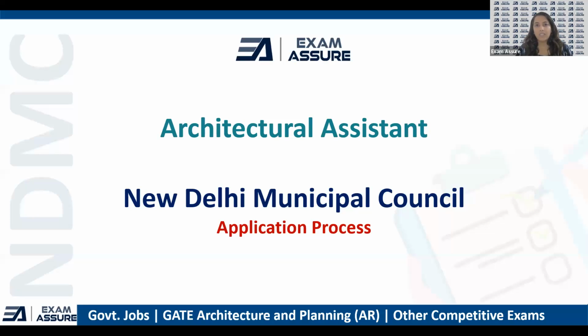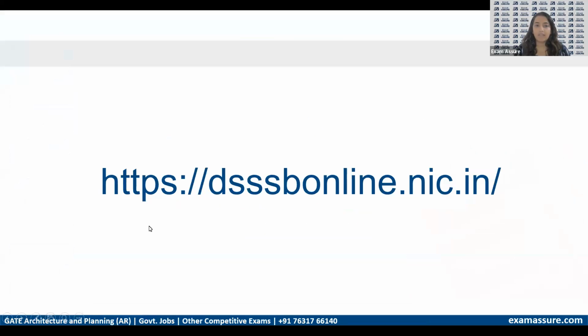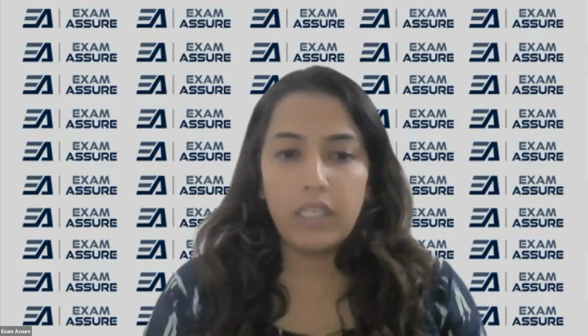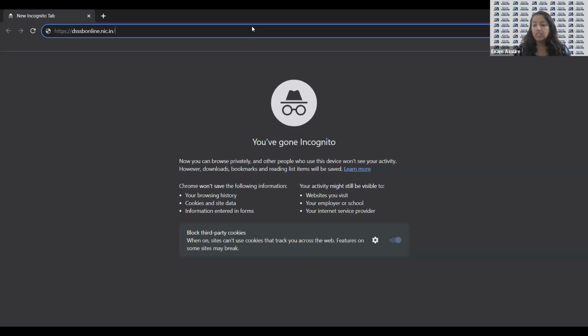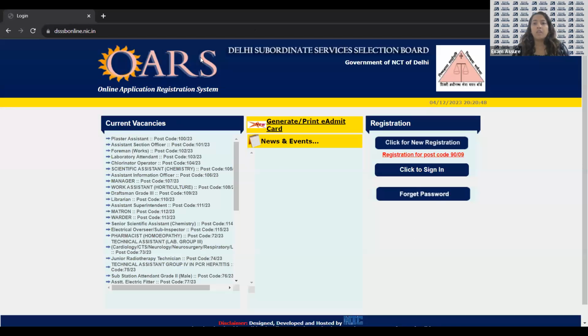So in case you are interested in filling up the form, the last date for filling is 20th of December. And in order to start with the application process, what you need to do is visit their website, that is dssbonline.nic.in. Once you click on the website, the link of this website is also being shared in the description below. Now you will come to a page which will look like this.